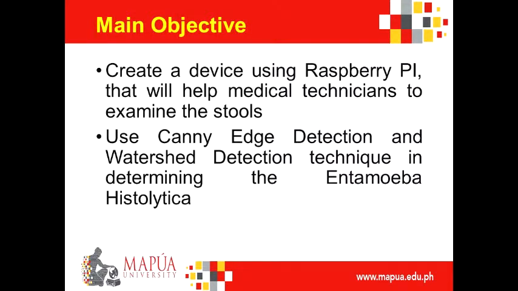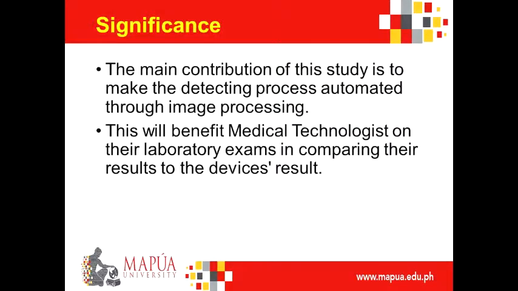So the main objective of the study is to create a device using Raspberry Pi that will help medical technicians to examine the stools and use Canny edge detection and watershed transform in determining the Entamoeba histolytica. And for our significance, the main contribution of this study is to make the detecting process automated through image processing, and this will also benefit medical technologists on their laboratory exam in comparing their results to the device result.